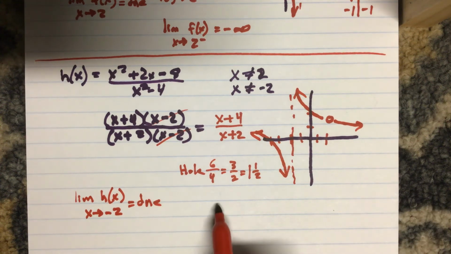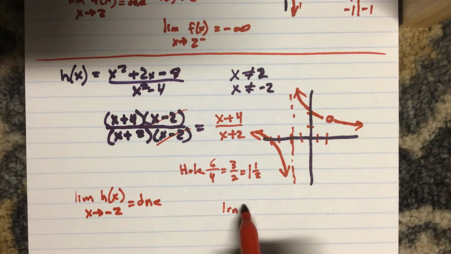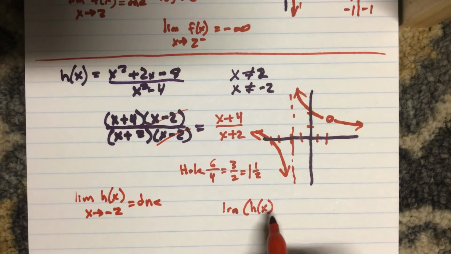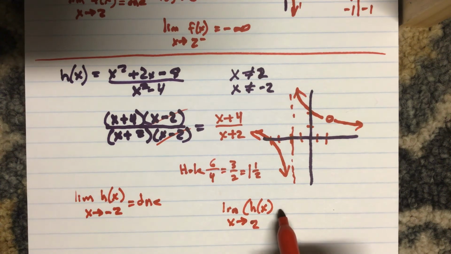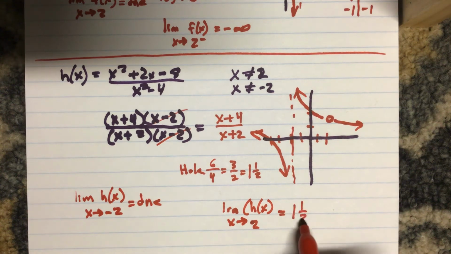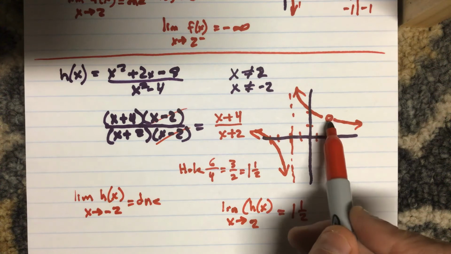And so we could also say, where the hole is, we could say that the limit of h of x as x approaches 2 is equal to 1.5, and that's the hole. Because as you get closer and closer to 2, the y value is getting closer and closer to 1.5.